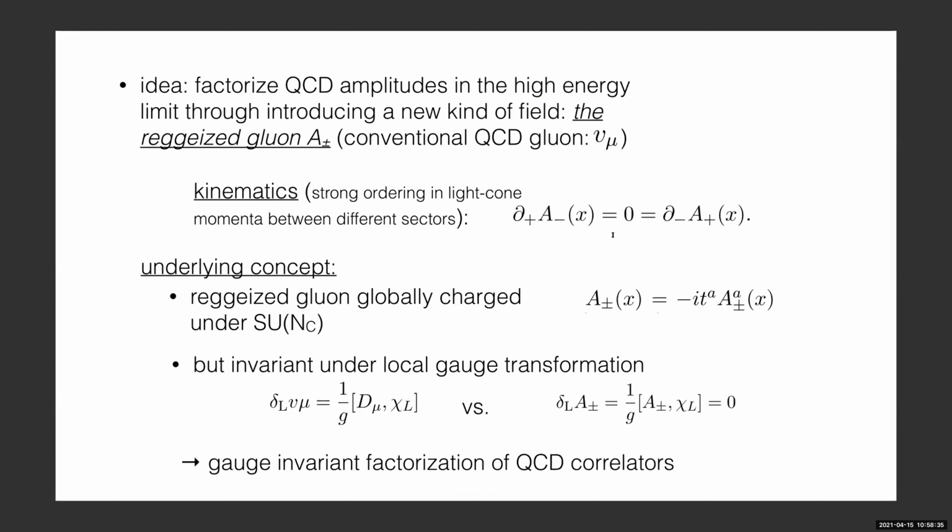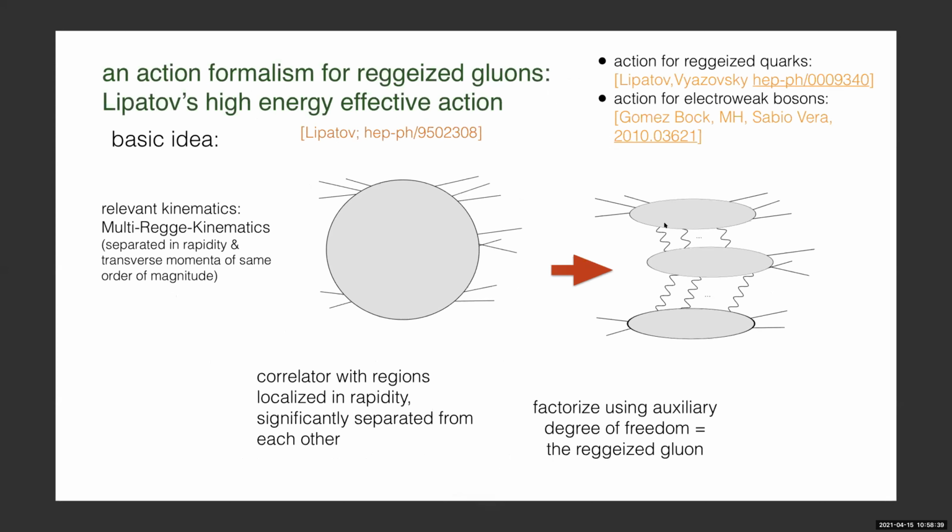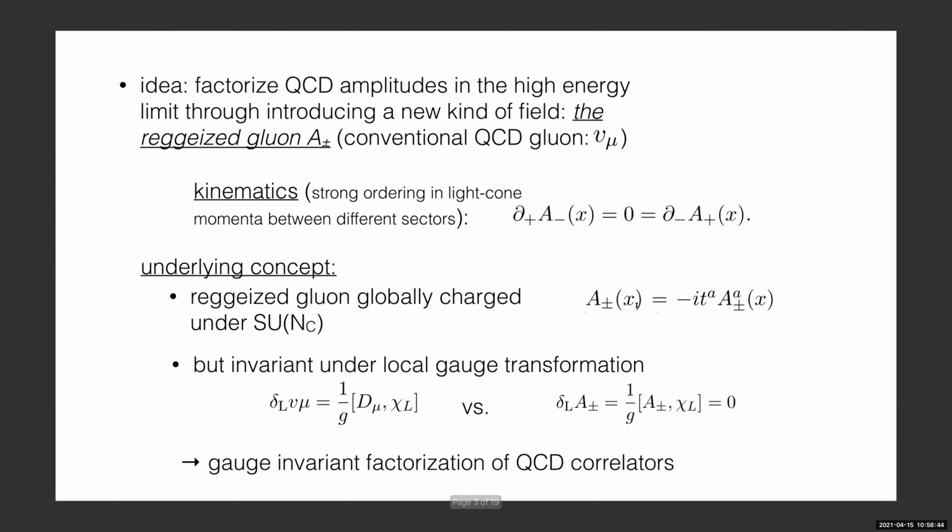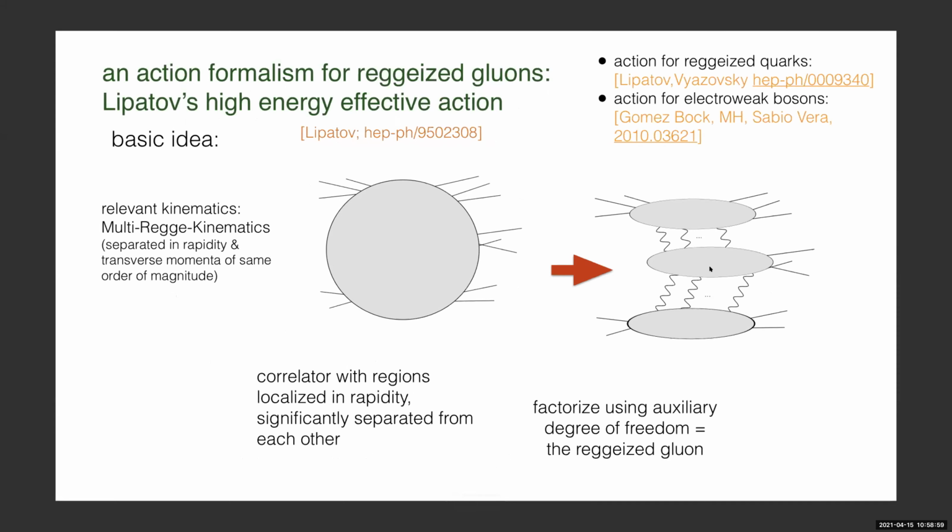So this essentially imposes strong ordering in light cone momenta between these different sectors, which are all strongly separated in rapidity. And then the underlying concept, and that's why this is a particularly beautiful picture, is that these Reggeized gluon fields are defined to be invariant under local gauge transformations, and therefore we achieve in this formalism a gauge invariant factorization of the sectors.